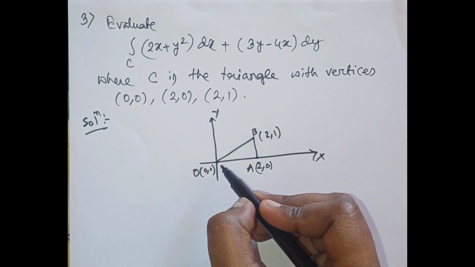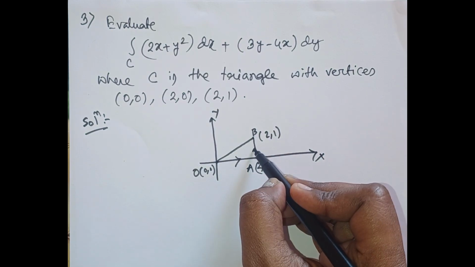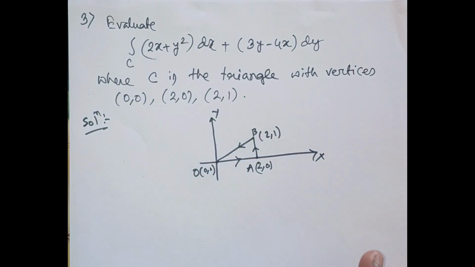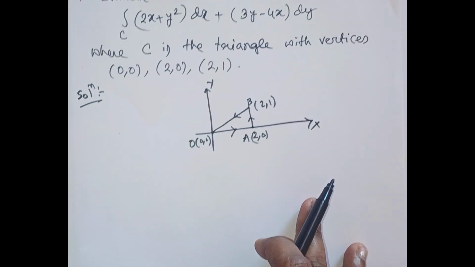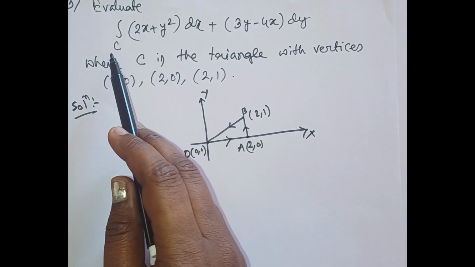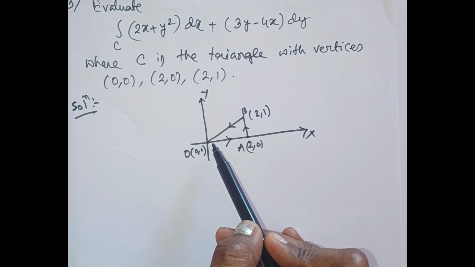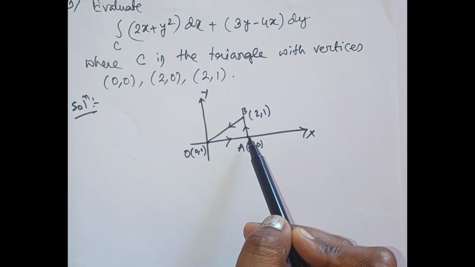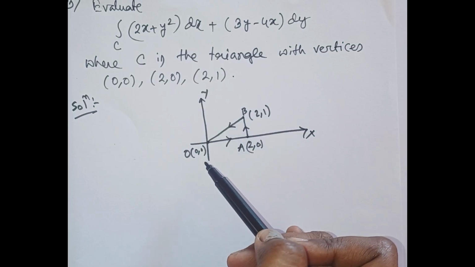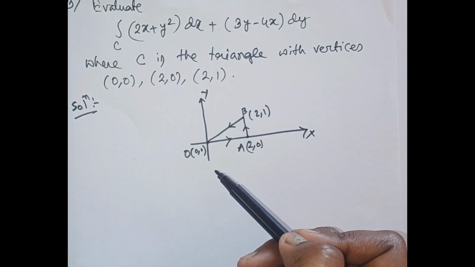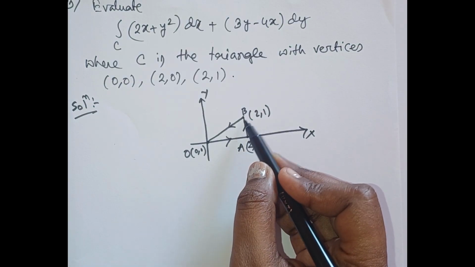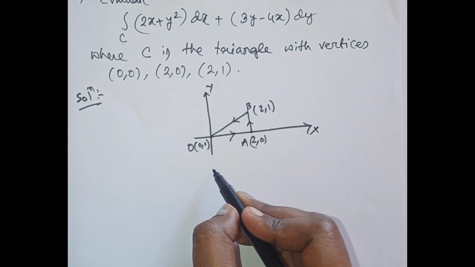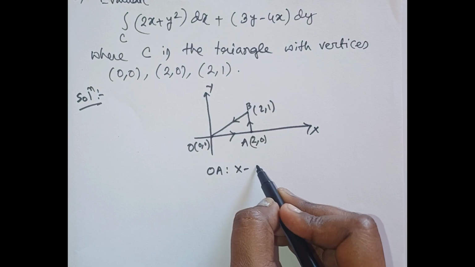Now, since the integration we have to evaluate is over C, we can take O to A to B and B to O. Hence, the overall integration we can divide into 3 parts, because the first part is OA, second part is AB and third part is B to O. Now, similarly, like the previous question, we have to know the equation of OA, AB and BO.